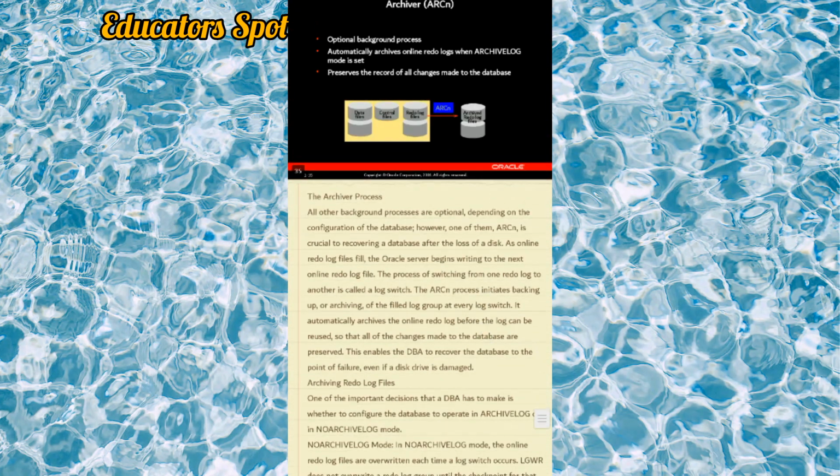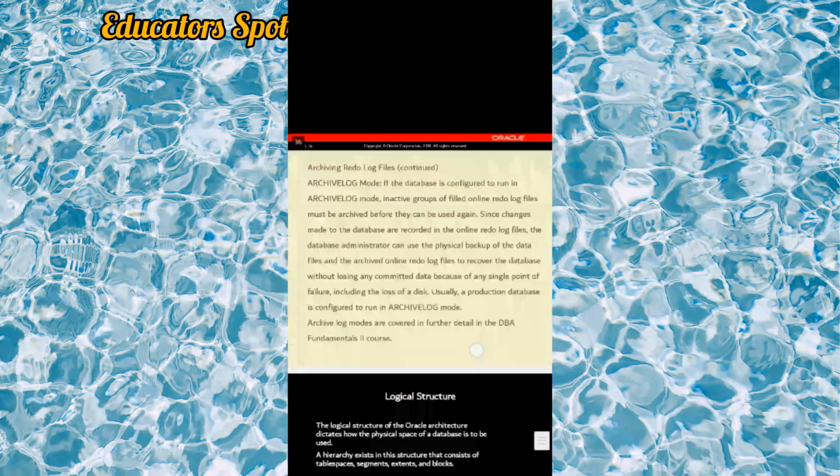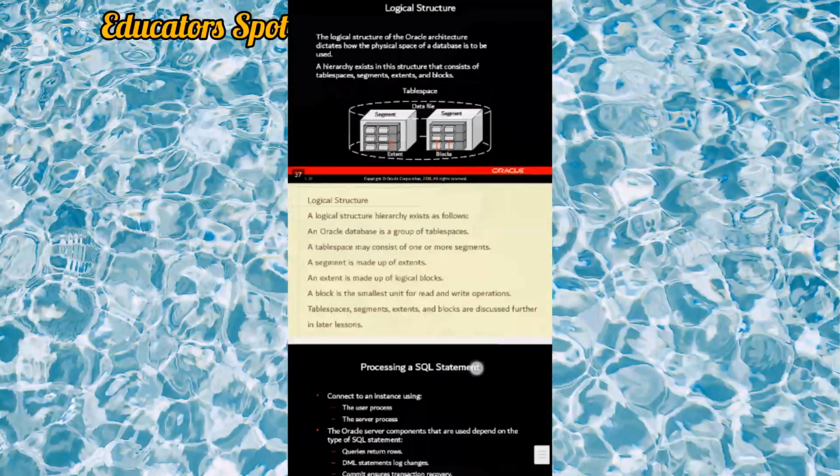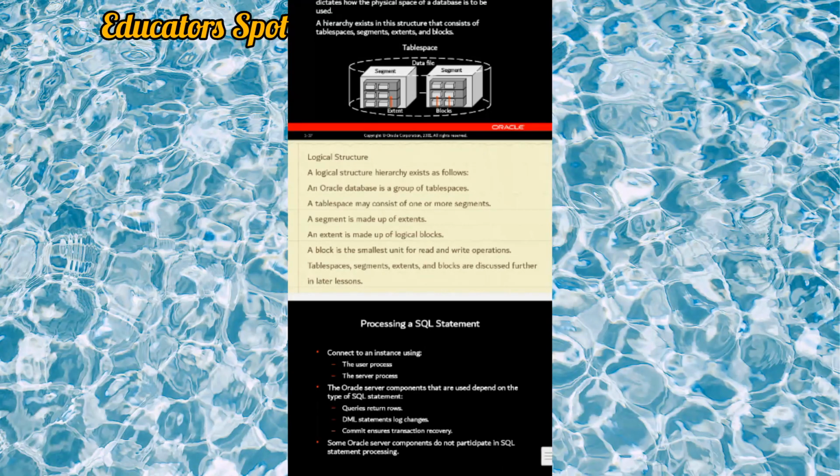Next we have the archiver, which is an optional database background process. It runs in the background, and its work is to maintain the offline copies of the redo log files. Last but not least, we have the logical structure, which consists of tablespaces and segments.